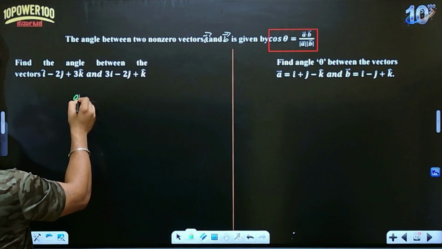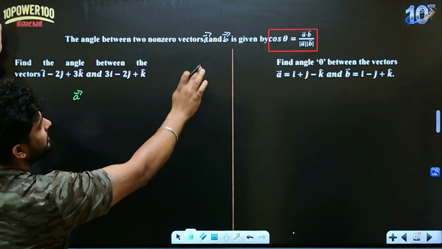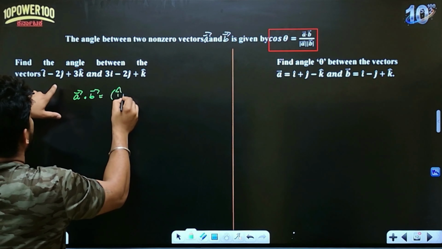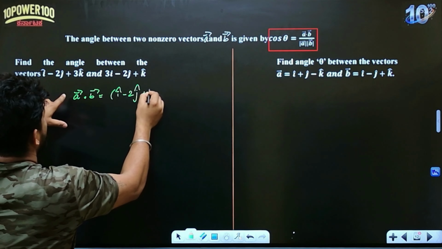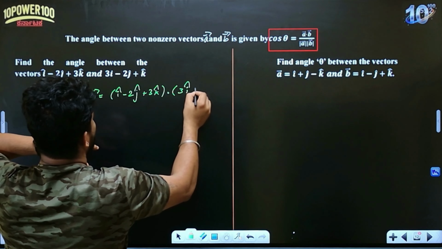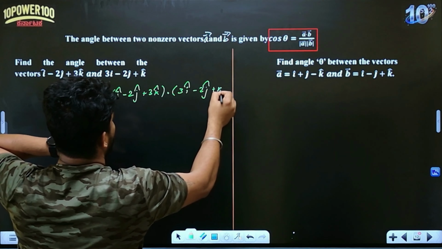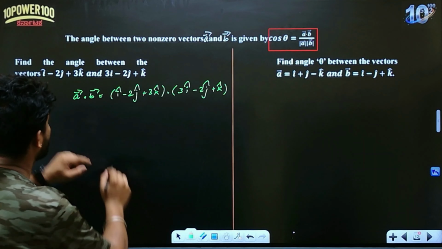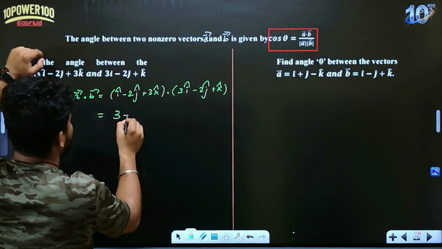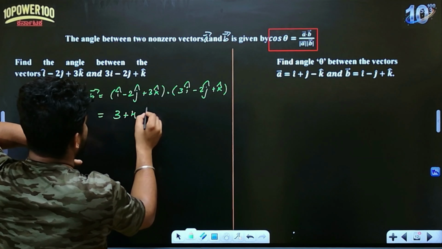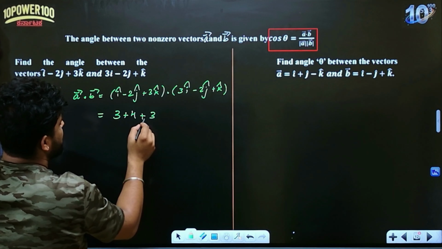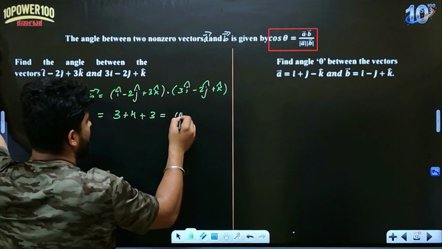Here vector a is what? Vector a is this one and vector b is this one. So they're asking us to find out a dot b. A dot b is very simple, I'll show you here. 1 i cap minus 2j cap plus 3k cap dot 3i cap minus 2j cap plus k cap. Now dot product is very simple. 1 into 3 is 3, minus 2 into minus 2 is plus 4, next 3 into 1 is 3. So 3 plus 3 is 6, 6 plus 4 is 10. So a dot b is 10.